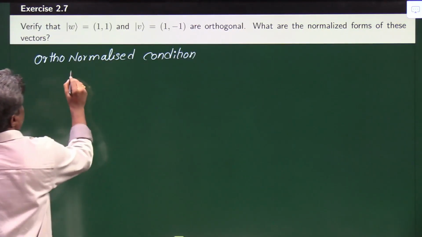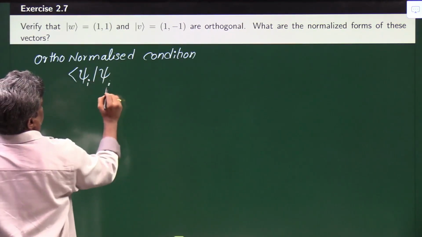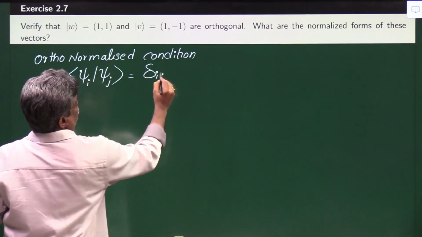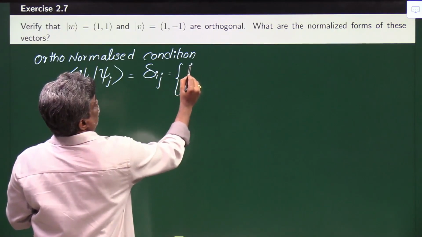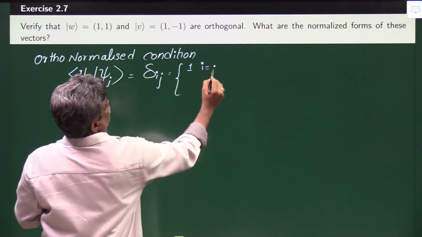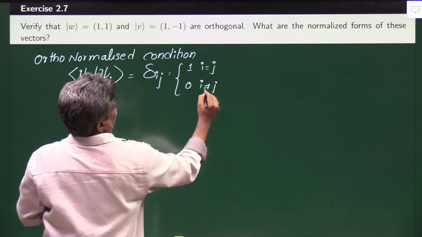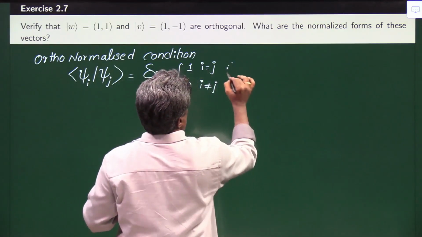Right. So for example, we have two state vectors, let us say psi i and psi j. The inner product is nothing but delta ij, which is a Kronecker delta function. So this value equals 1 if i is equal to j, and 0 if i is not equal to j. So that means this one condition is called normalized.